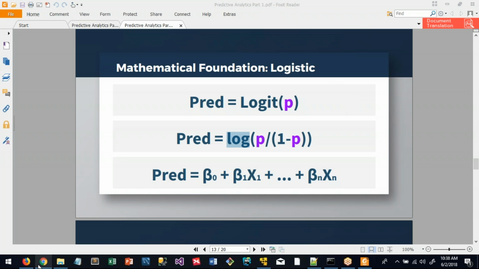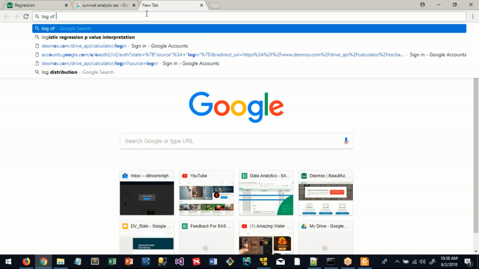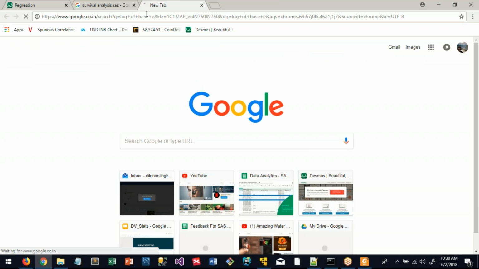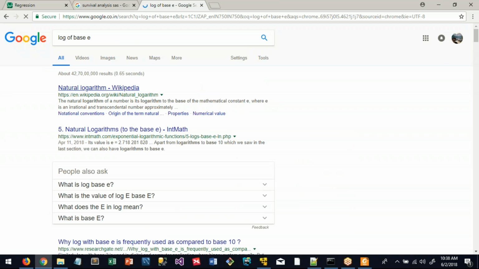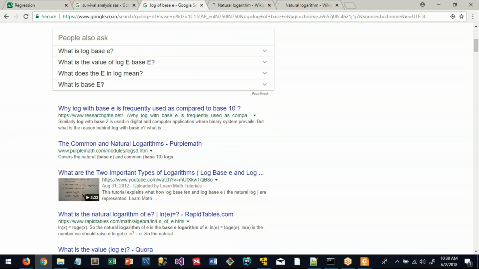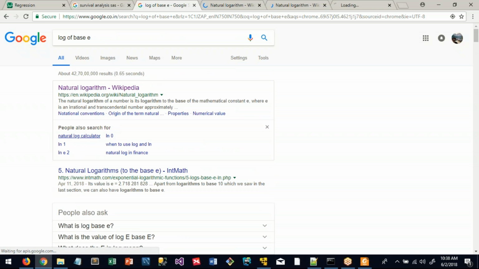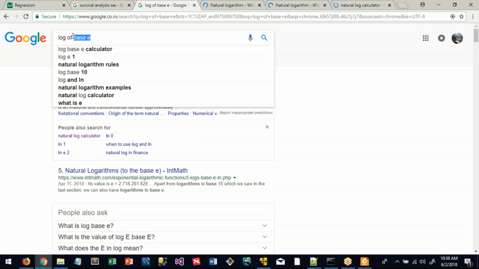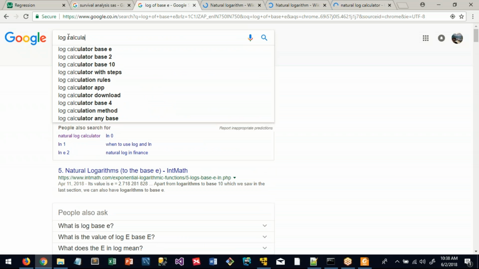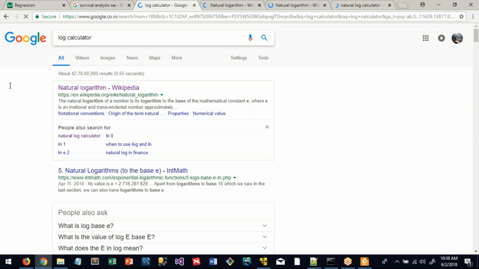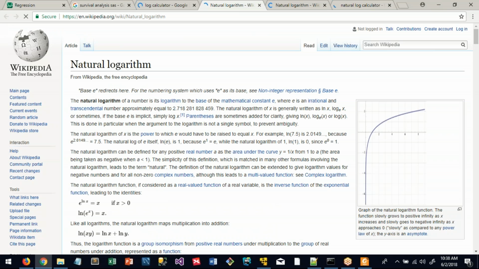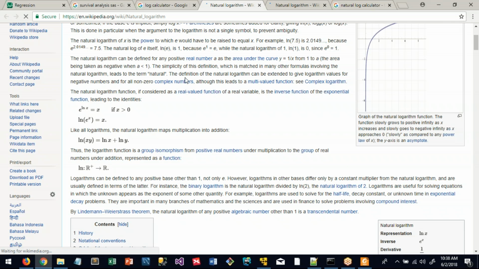Okay, just a quick reminder here. Whenever you have to take a logarithm of base e, this is what's called the natural logarithm. You can use a natural log calculator. You just need to remember this number, 2.718. This is the value of e, basically.